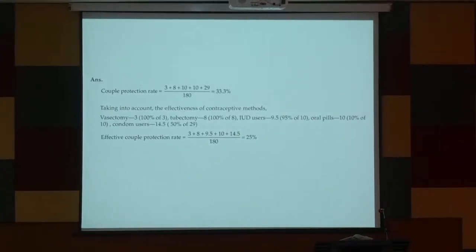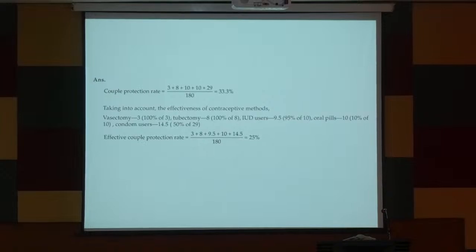It seems as if 1/3 of the couples are protected from pregnancies, but it is actually 1/4 because of the effectiveness of the contraceptive methods. Not all contraceptive methods are 100% effective. That is what is there in the effective couple protection rate.